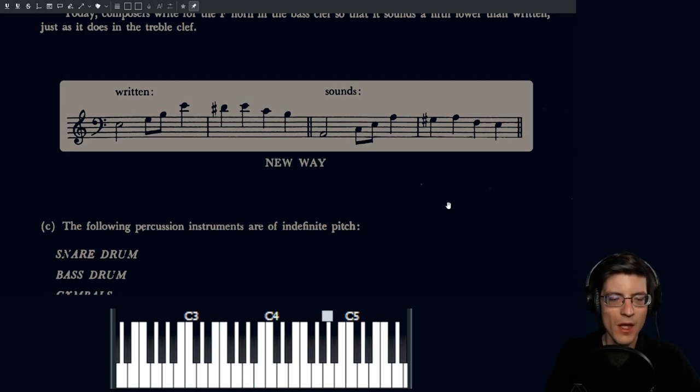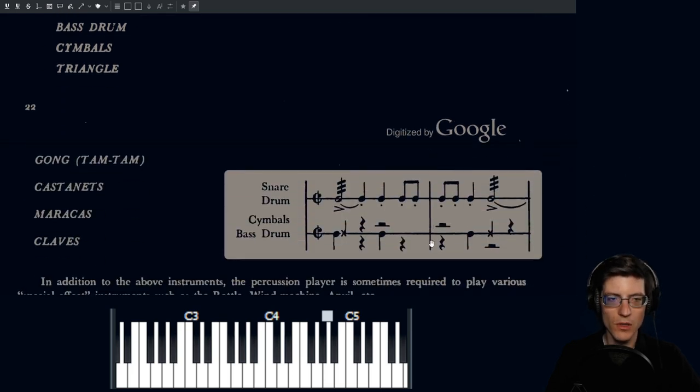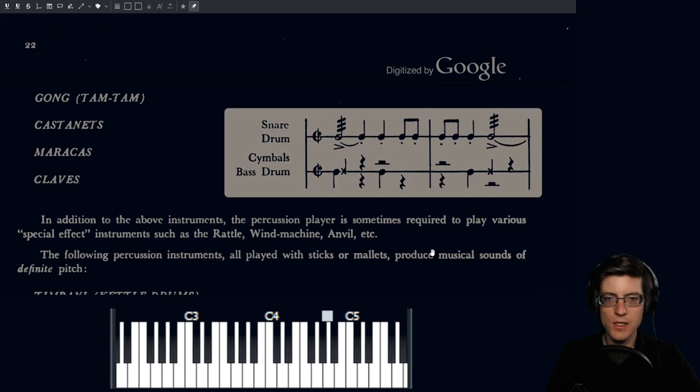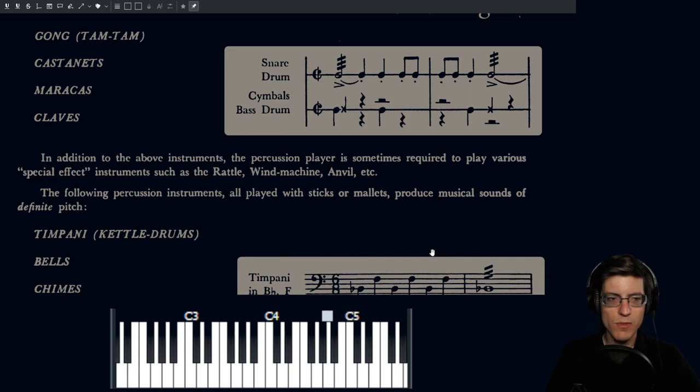The following percussion instruments are of indefinite pitch: snare drum, bass drum, cymbals and triangle, gong, tam-tam, castanets, maracas, and claves. In addition to the above instruments, the percussion player is sometimes required to play various special effect instruments, such as the rattle, wind machine, anvil, etc.